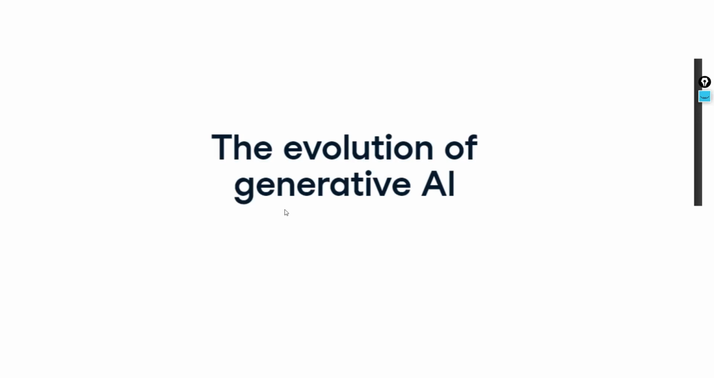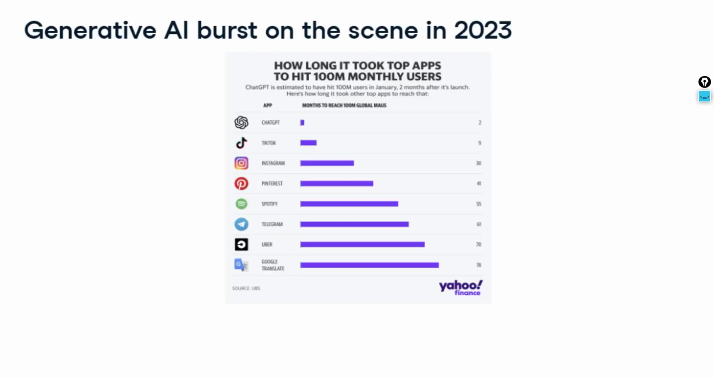All right, so now let's discuss the evolution of generative AI. Generative AI became a hot topic in 2023, all thanks to ChatGPT. This chatbot reached 100 million users in just 2 months, which broke all records set by social media platforms like TikTok and Instagram.